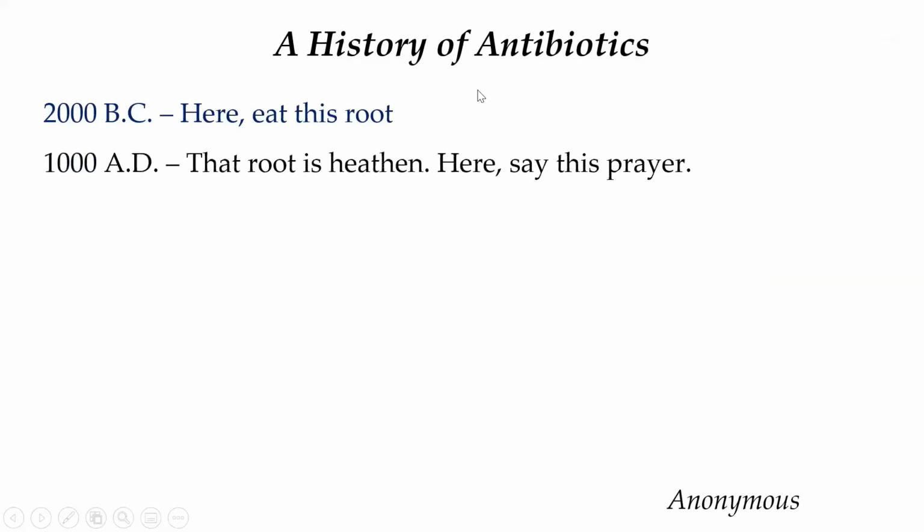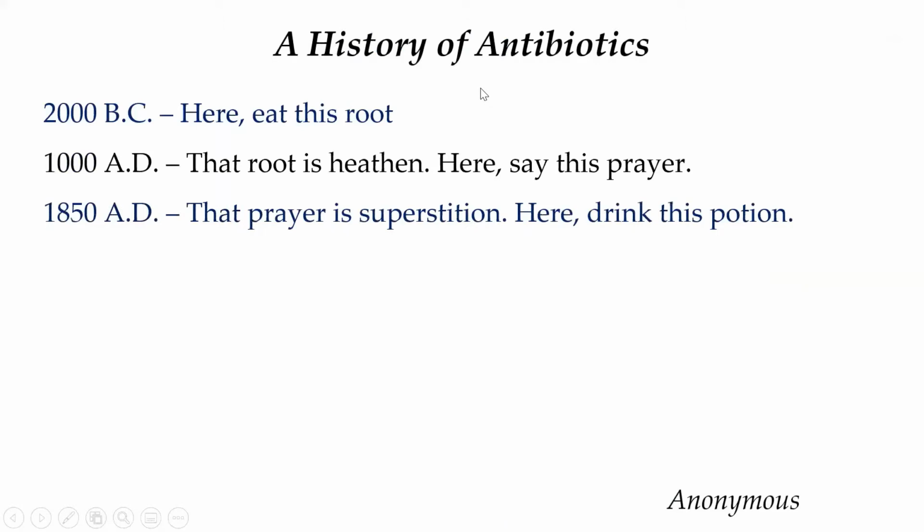Okay, so here's a good place to start. We're going to start off with history. And this is a little thing that popped up on the internet a number of years ago. It's pretty cute, so I'll share it with you. History of antibiotics. 2000 BC, here, eat this root. 1000 AD, that root is heathen, say a prayer. 1850 AD, the prayer is superstition, here, this potion.